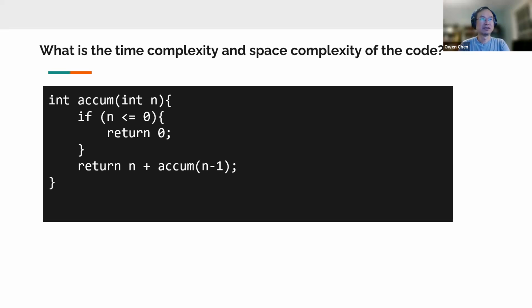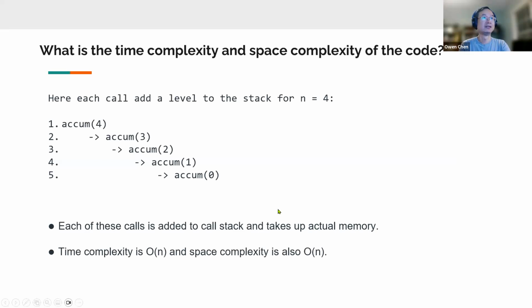Okay. So let's look at this problem. We just take some example. If I say n is 4, we look at how it is calculated. This accum 4 would call it again with 3, 2, 1, and 0, right? So it's going through those until 0, 5 steps. So in terms of the time complexity, it goes all the way to 0. So the time complexity is obviously O(n).